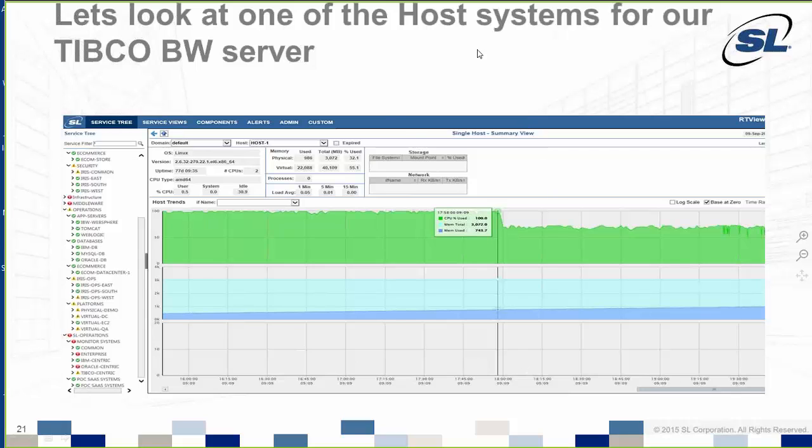This happens to be for a host system, but the same layout really applies for BW processors, for EMS queues, for active spaces, metaspaces. We keep the same kind of thought process behind all of these screens. So moving from one technology to another is very intuitive, very easy.